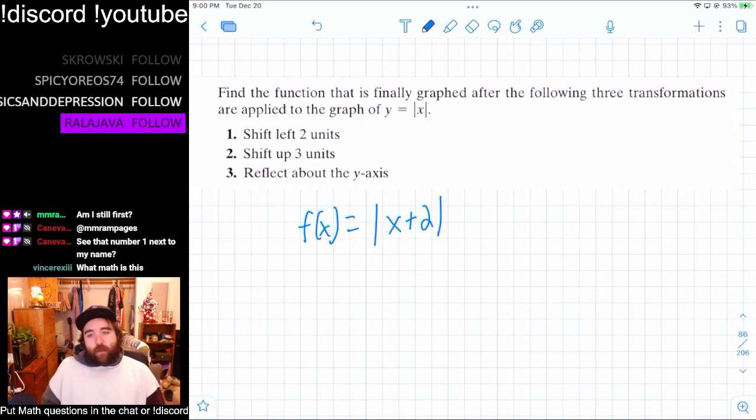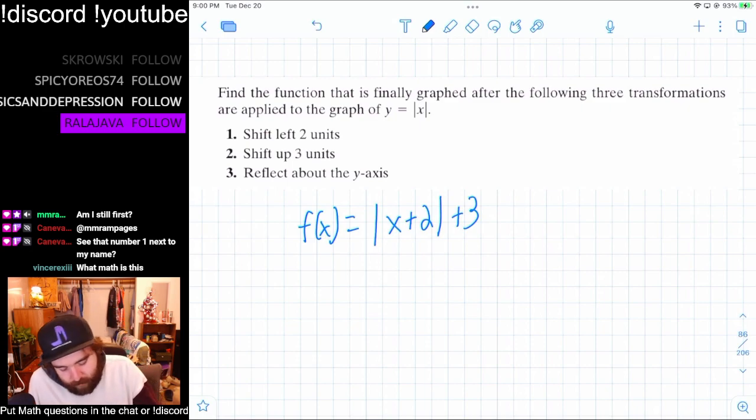And then shifted 3 units up. So that's just on the outside. Shifted up 3. And then reflect it over the y-axis. So then we got to have a negative on the outside.